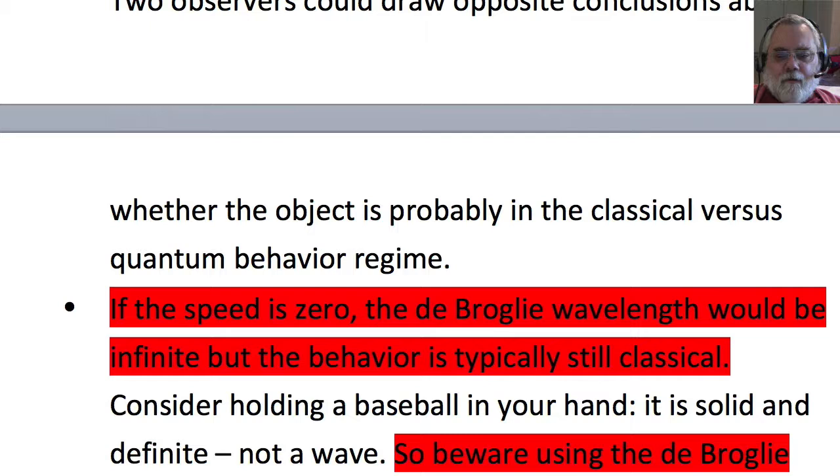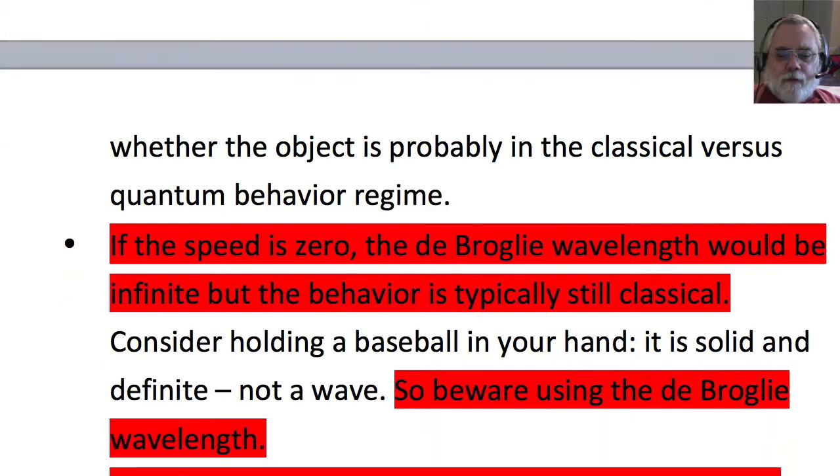And if the wavelength is very large, we should have to treat the system as quantum mechanical, but the behavior is typically still classical. Consider holding a baseball in your hand so it's not moving. You see the baseball, it's solid, it's definite, it's not a wave. So beware using the de Broglie wavelength, especially at really low speeds.